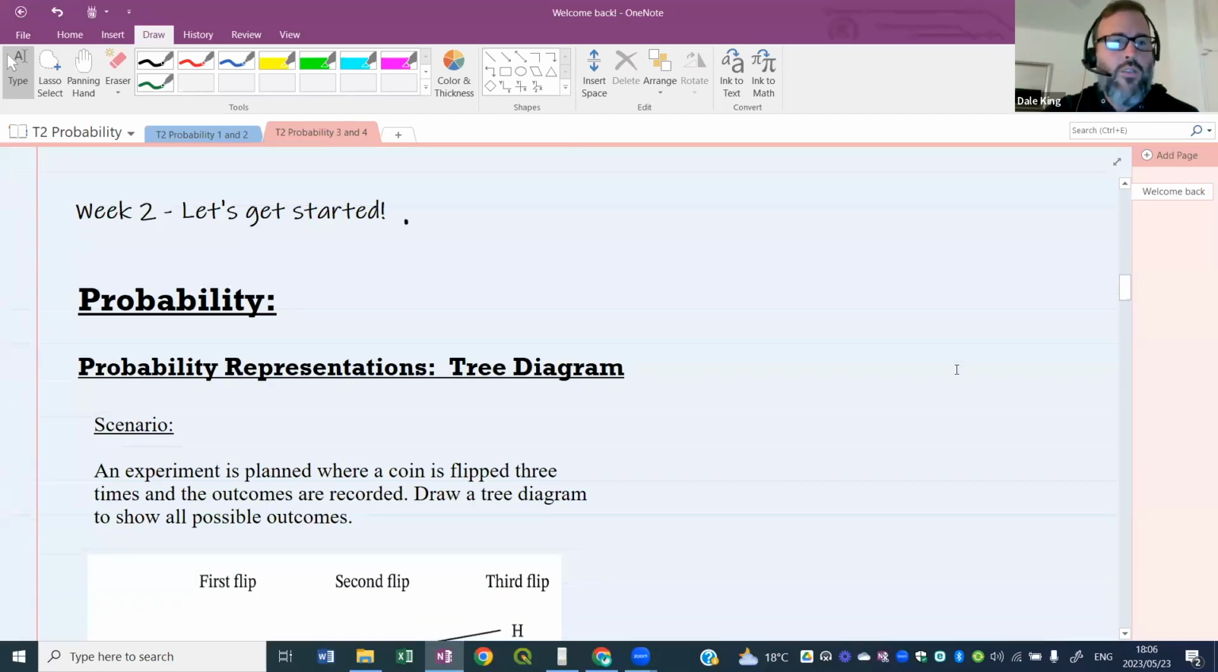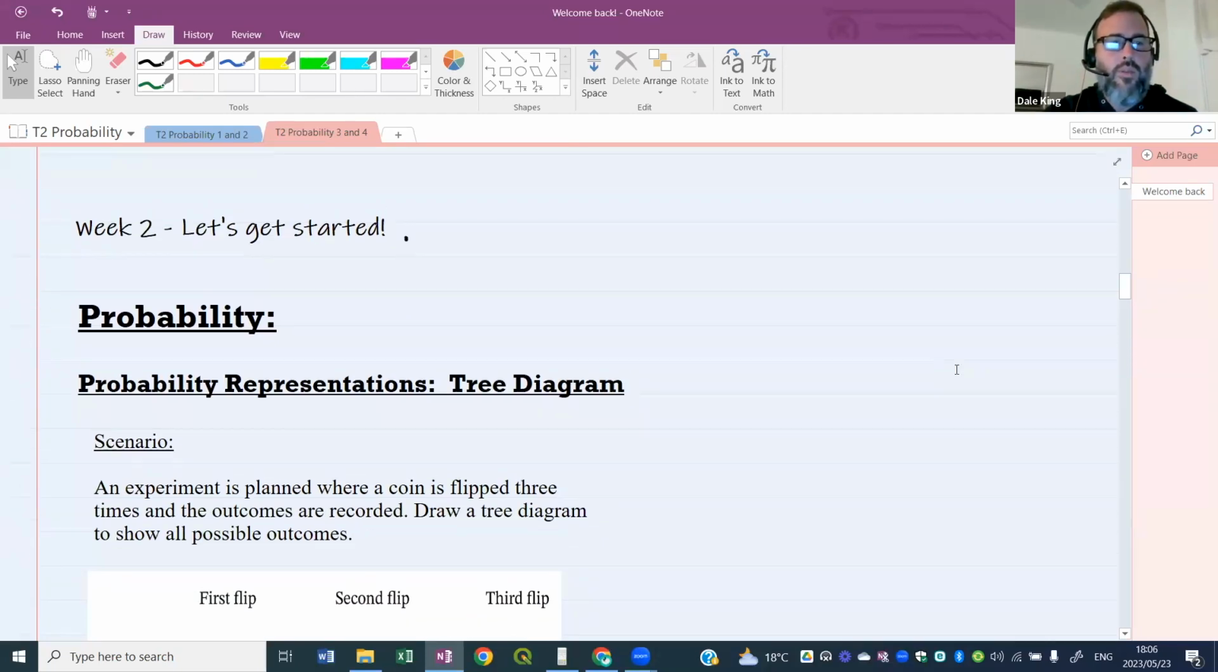Let's get started with week 2's probability. We're talking about probability representations. And the first representation we're going to look at is the tree diagram. Now, you've all heard the words before. You've seen it before. Here's a scenario that we're going to look at. It's important to understand what the scenario is before we even look at the tree diagram.